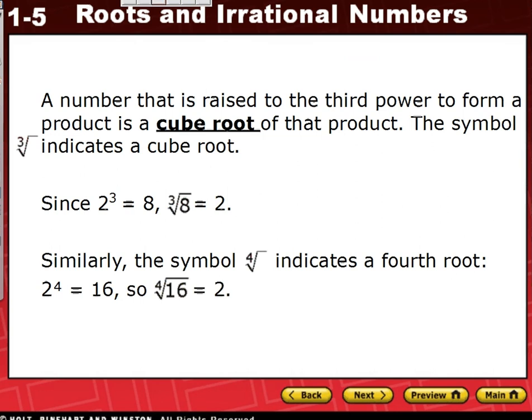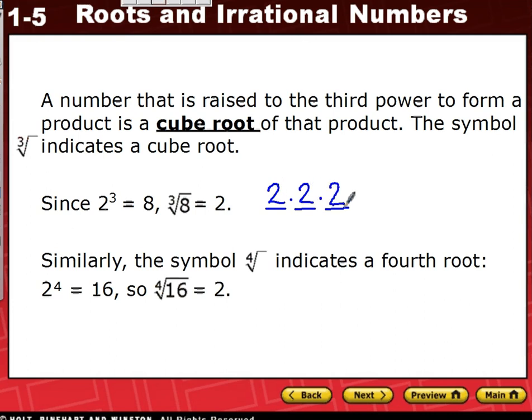A number that we raise to the 3rd power to form a product, right? We can go backwards and take the cube root to find that again. So we use the square root symbol, but with a little 3 to tell us it's a cube root. Since 2 to the 3rd power equals 8, that would mean that the cube root of 8 is 2. So we're thinking what 3 numbers times each other would give us 8. And those 3 numbers all have to be the same thing, right? So the only thing that works there is 2.